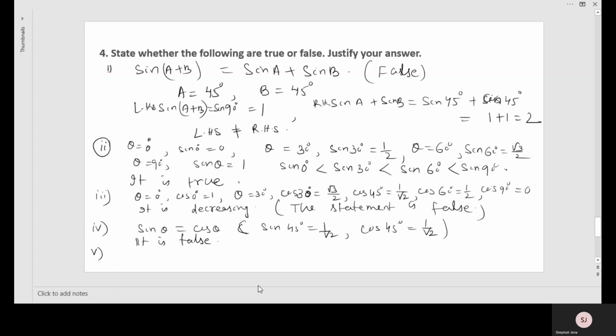Fifth one. Cot A is not defined for A equal to 0. Yes. Because sin 0 degree divided by cos 0 degree is equal to cot 0 degree. Sorry, it is 1 by cot 0, that is wrong.